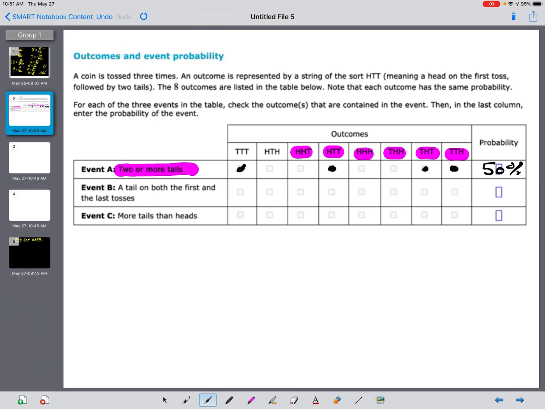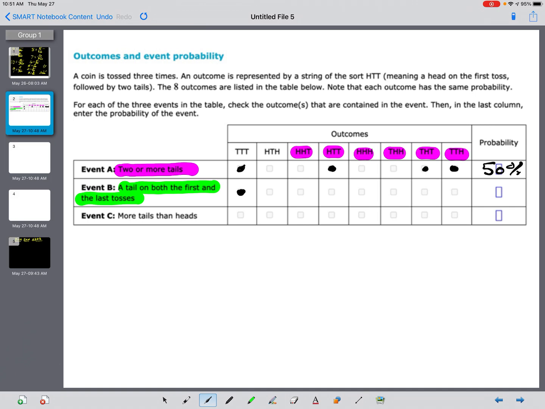Let's go down to event B now, and we'll use green highlight for that. This is a tail on both the first and the last tosses. So that includes the first one, TTT. It does not include the second, and doesn't include the third, because we have a heads on the first. Same with the fourth, there's a heads on the first. HHH, no good. THH, no good.